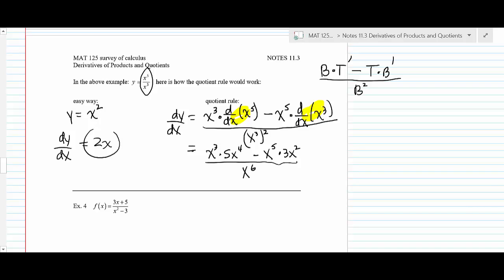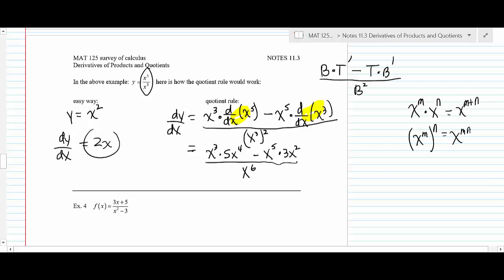Okay, that's a background thing again. The thing is that you got to know the rules for exponents go like this. If you're multiplying, that's when you add the exponents. If you have something like this, that's when you multiply your exponents. Okay, that's the algebra that's going to show up here. Well, let's finish it up and see what we get.